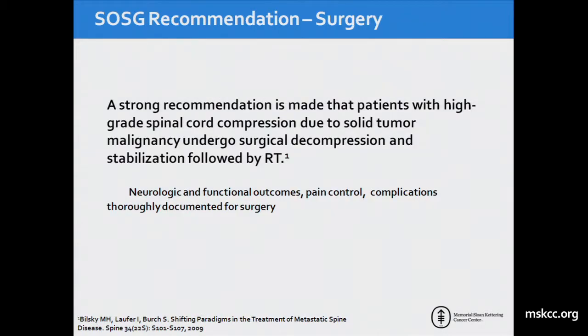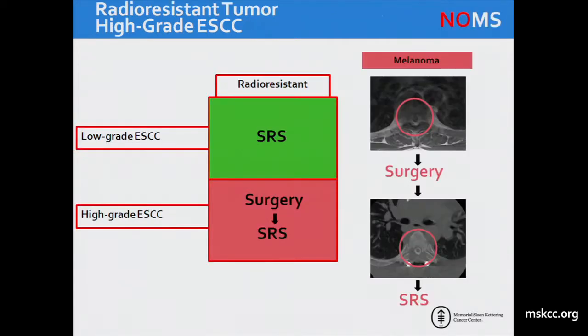And based on these data and multiple retrospective studies that looked at the outcomes of surgery for patients with spinal metastases, the Spinal Oncology Study Group made a strong recommendation that patients with high-grade spinal cord compression due to solid tumor malignancy undergo surgical decompression and stabilization followed by radiation therapy. The second reason why this patient has to go to surgery is because we know that in order to get tumor control, we have to give SRS to this patient. Conventional external beam radiation is not going to do the trick.